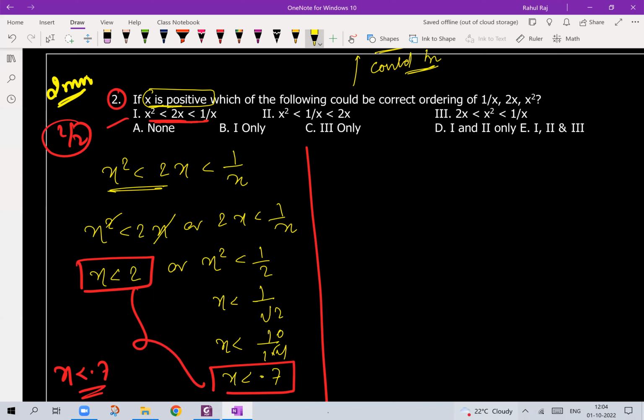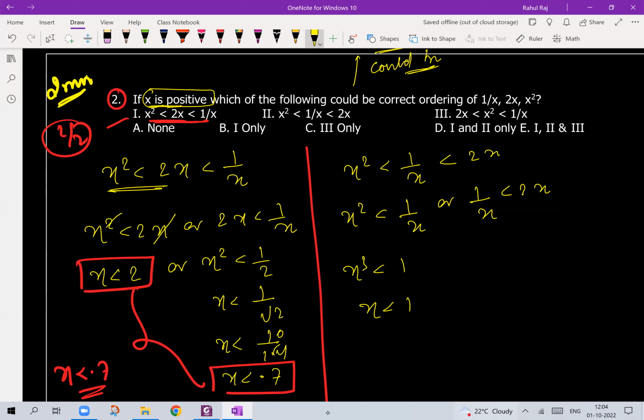Now the second statement says x square is less than 1 by x is less than 2x. Let's solve this. Can I say x square less than 1 by x is one part, or 1 by x is less than 2x? If I cross multiply the first, x cube is less than 1, that is x is less than 1. For the second, 1 is less than 2x square, which means 2x square is greater than 1, that is x square is greater than half. If x square is greater than half, it means x is greater than 0.7. Now please understand, what is the common value? x less than 1, x greater than 0.7.